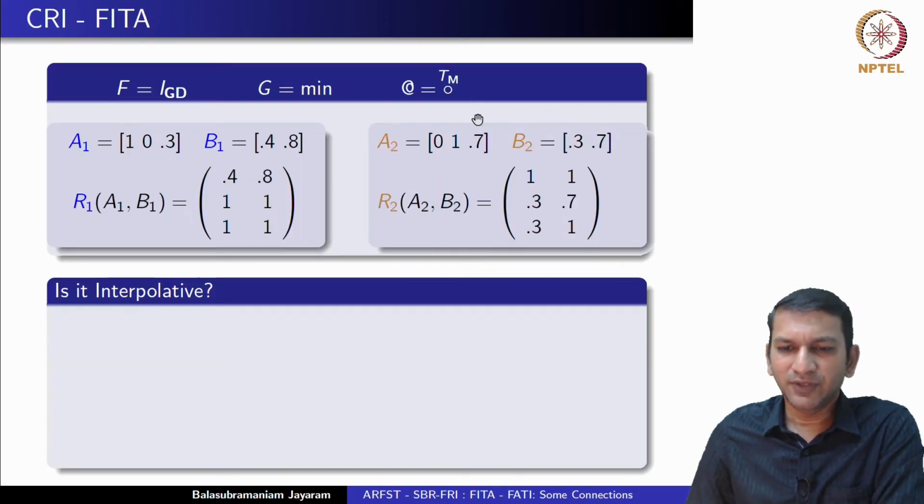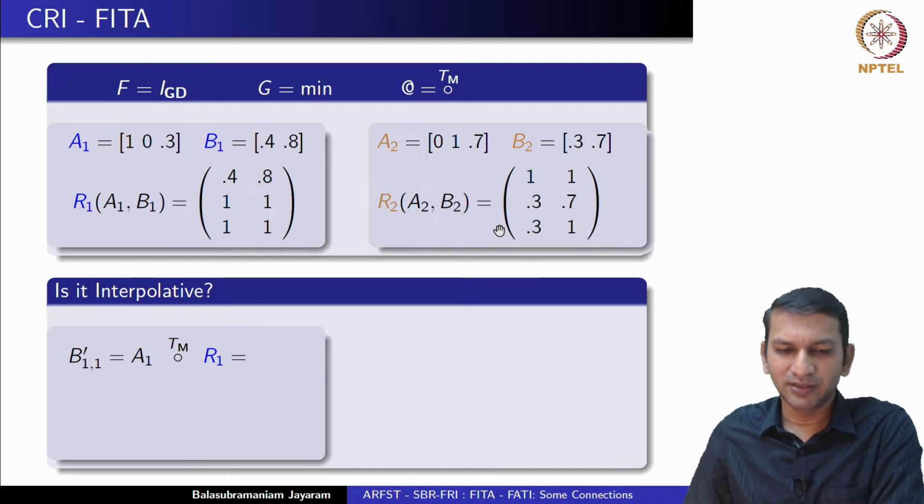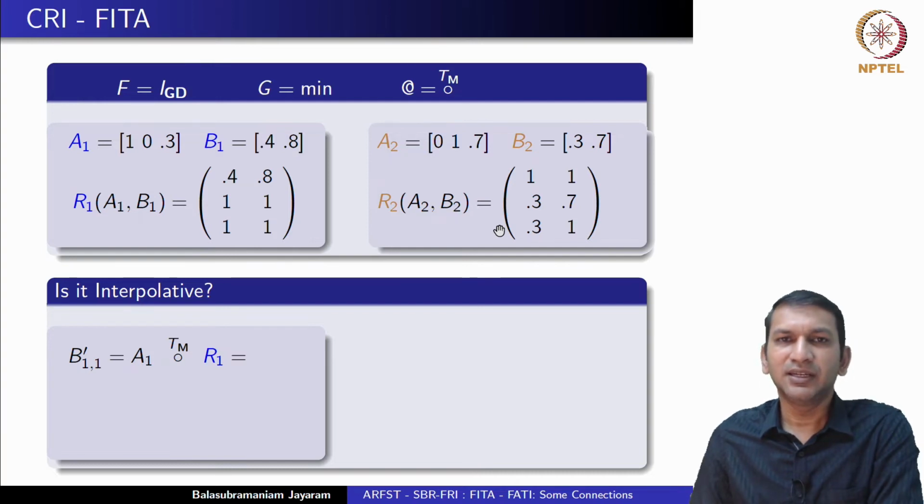Now, this is the first example we have seen. Sup-min composition with the Gödel implication giving the relation between the rules. These are the AIs and BIs, and these are the individual relations. Let's ask whether it is interpolated. That means applying theta and seeing whether we get the same value that we got in the case of FATI.